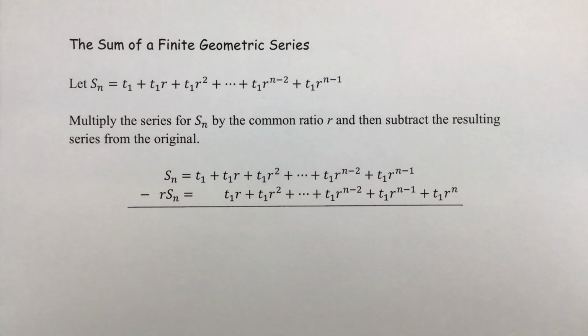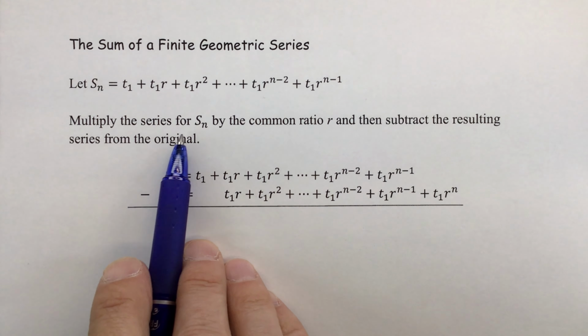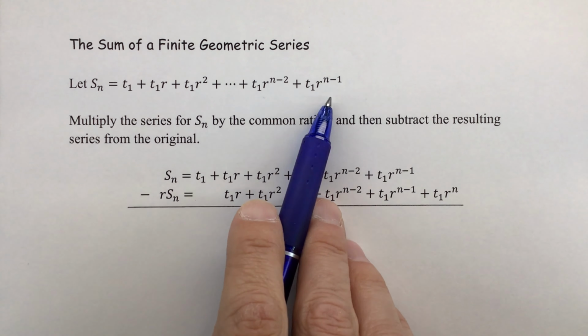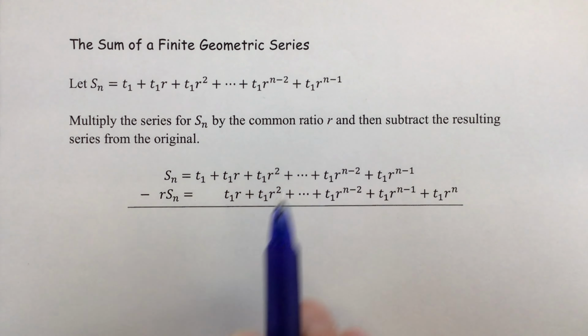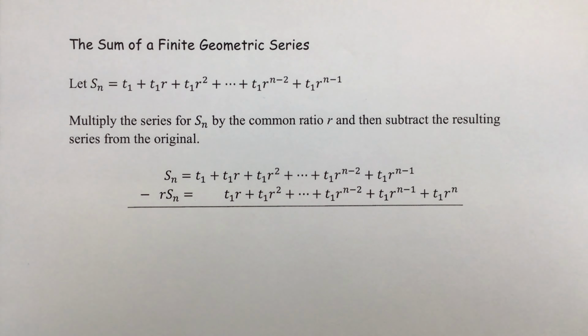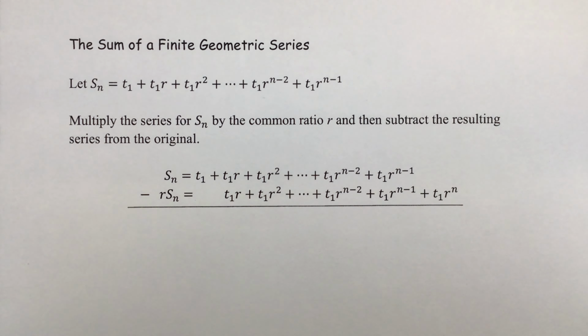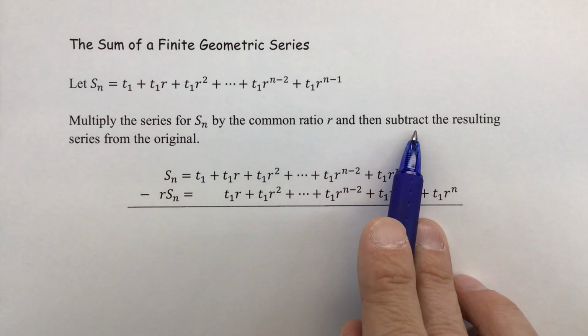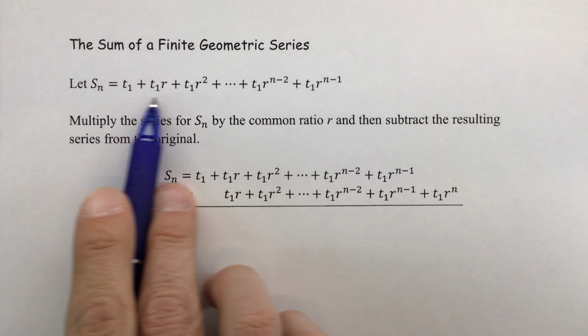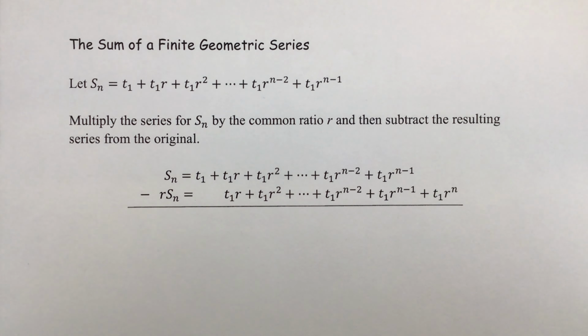All right, so the trick to figuring out the formula for adding all of these terms together is to multiply the series Sn by the common ratio r. In other words, what we're going to do is distribute an r to each of these terms that we've got. Once we have that, we're going to subtract it from the original. All right, and all that I have outlined here.